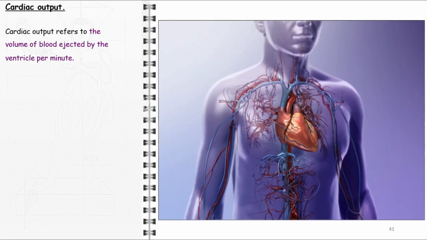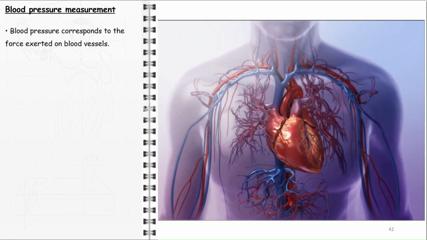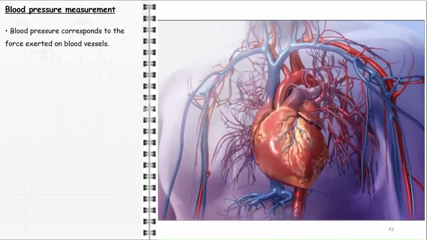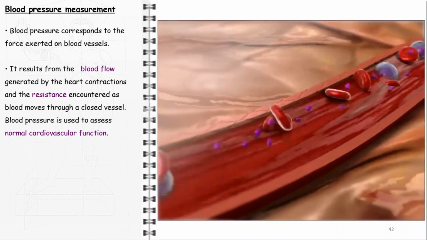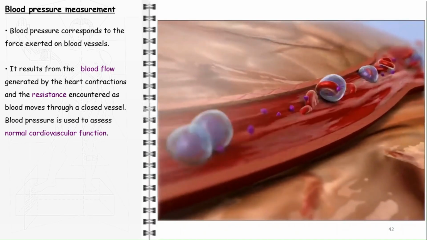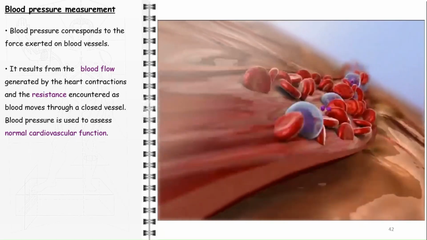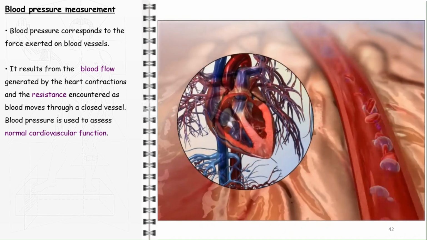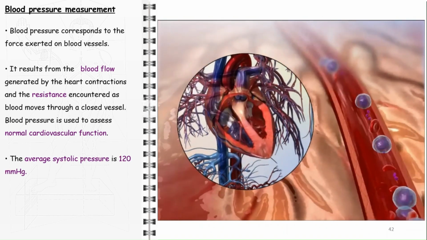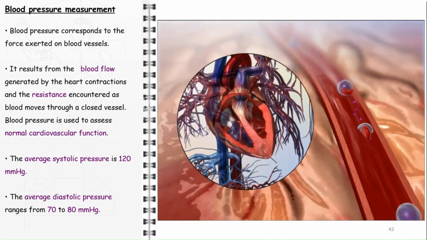Blood pressure corresponds to the force exerted on blood vessels. It results from the blood flow generated by the heart contractions and the resistance encountered as blood moves through a closed vessel. Blood pressure is used to assess normal cardiovascular function and is a key indicator of circulatory health. The average systolic pressure is 120 mm of mercury, while the average diastolic pressure ranges from 70 to 80 mm of mercury.